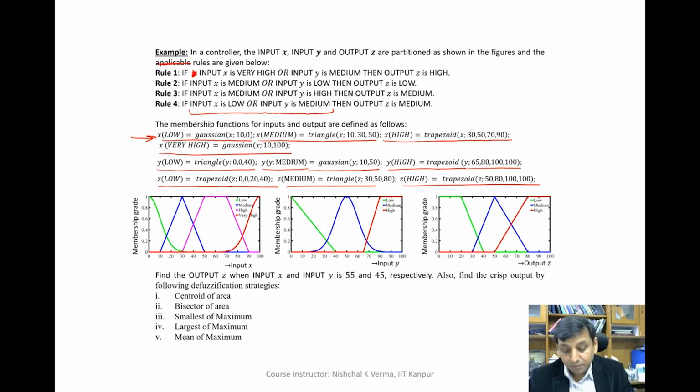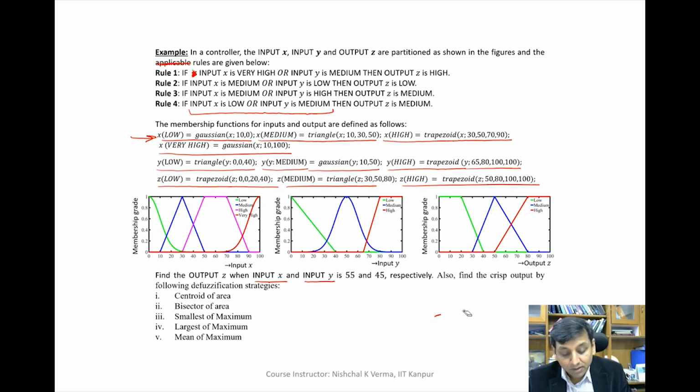So what is the problem here? What we need to do here is find the output Z for inputs X and Y. When the input X is equal to 55, and input Y is equal to 45 here. So we have two inputs: one input is 55, another input Y is 45.